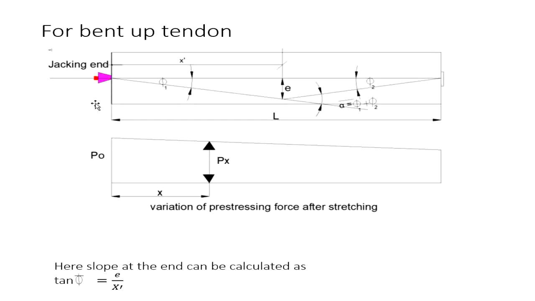Now in case of a bent tendon, suppose the tendon is bent here, not a parabolic tendon, then from trigonometric functions we can find the slopes theta 1 and theta 2. So alpha will be theta 1 plus theta 2. Here it is shown tan theta is equal to e by x dash. e we know, x dash also we know, so we can find theta 1 and also theta 2. From this relation we can find it.